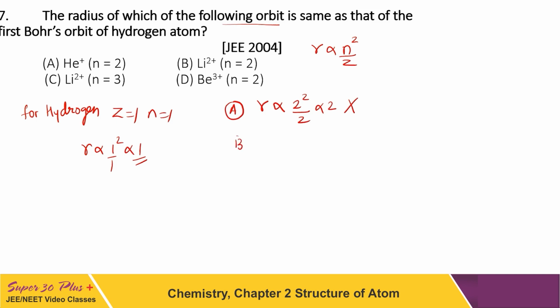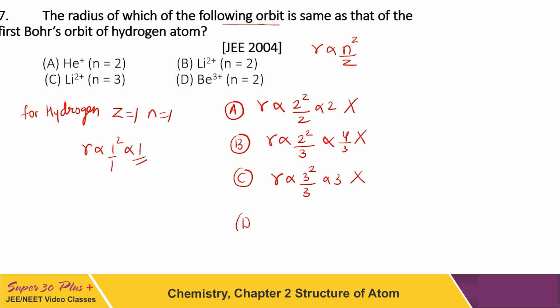Option B says second shell of lithium plus 2. So here radius will be proportional to 2 square divided by 3, which is 4 by 3. Proportional to 4 by 3, again it is wrong. In option C, radius will be proportional to the third shell of lithium plus 2. So it is 3 square divided by the atomic number of lithium, which is 3. So it will be proportional to 3, which is again a wrong option.